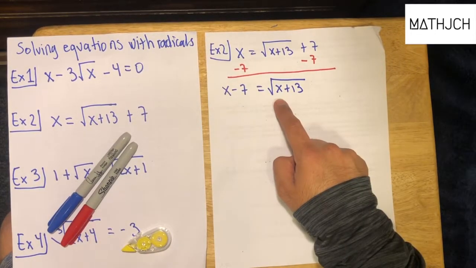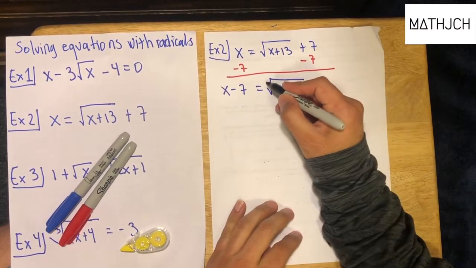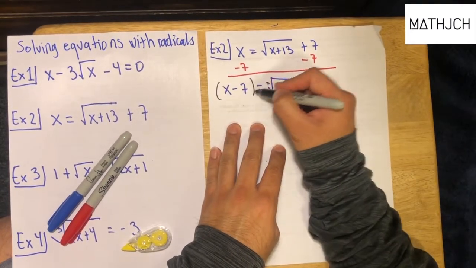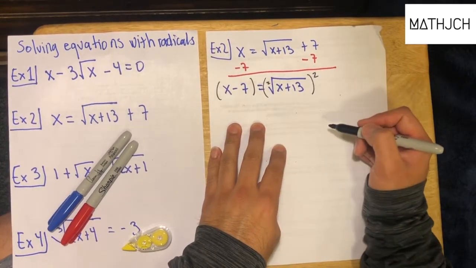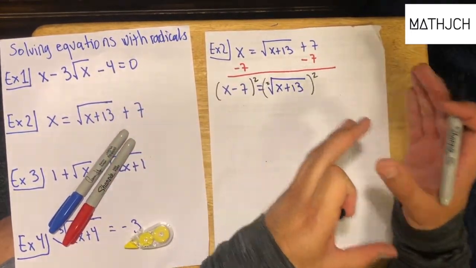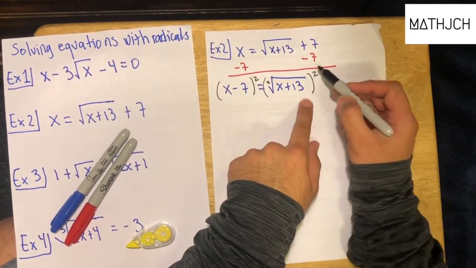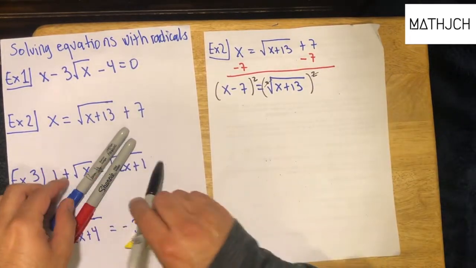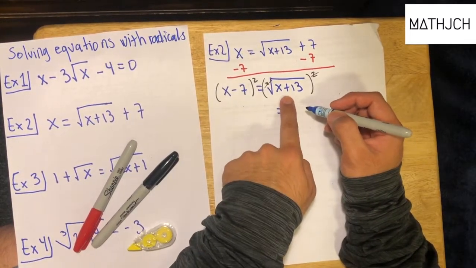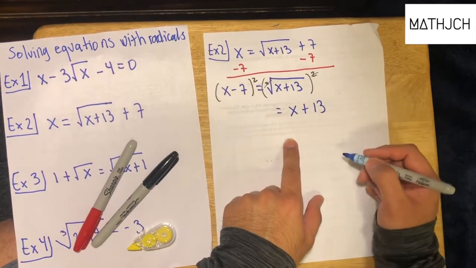Now that the term with the square root is by itself, we can get rid of it. Our index is 2, which means we're going to raise both sides to the power of 2. Notice that the index 2 and this power 2 cancel. We will be left with only whatever is inside the square root, so we are left with x plus 13 only.